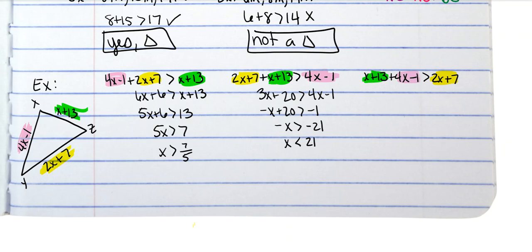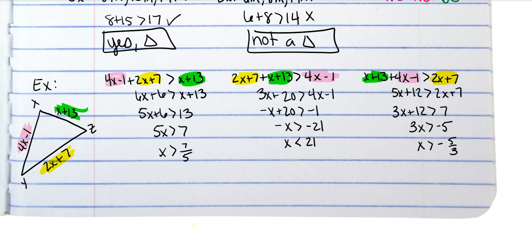All right, last one. 4x plus x is 5x. 13 minus 1 is 12. Subtract 2x from both sides. Subtract 12 on both sides. And then divide by 3, and x has to be bigger than negative 5/3.